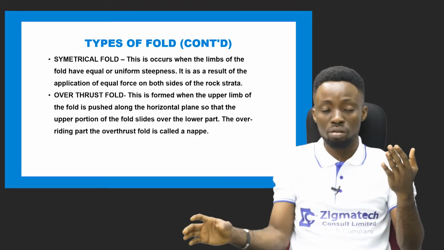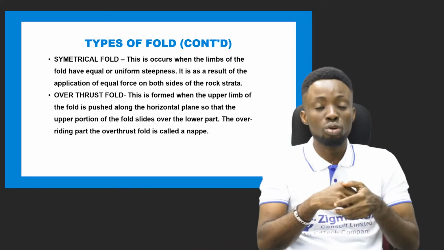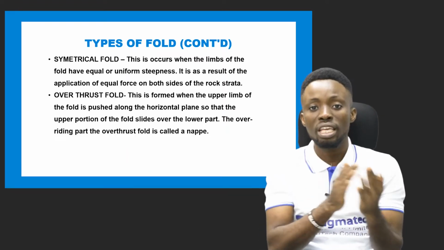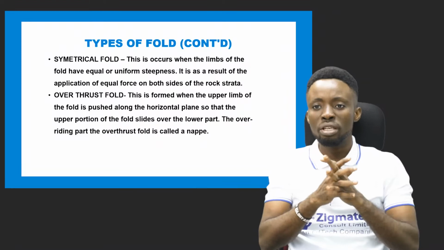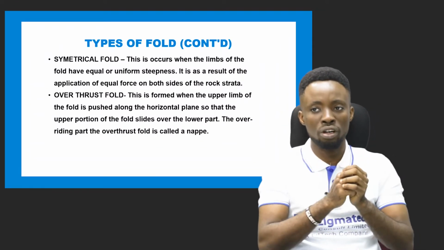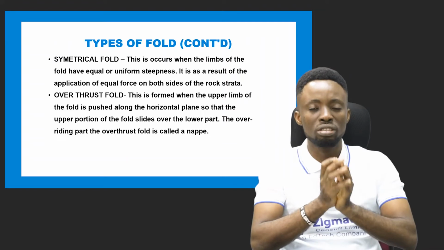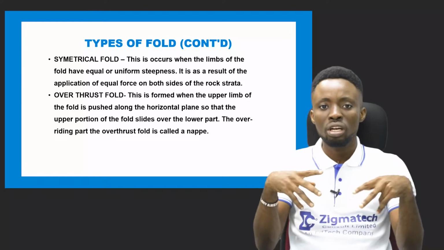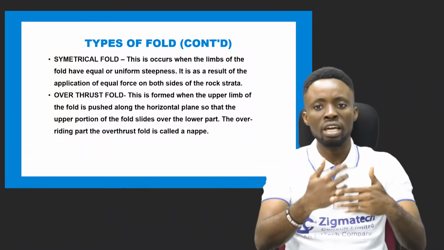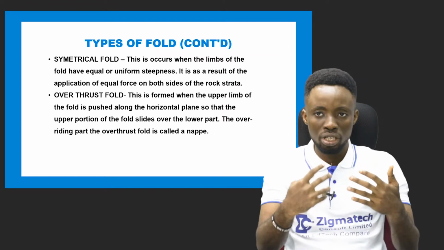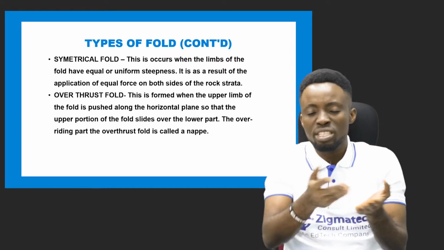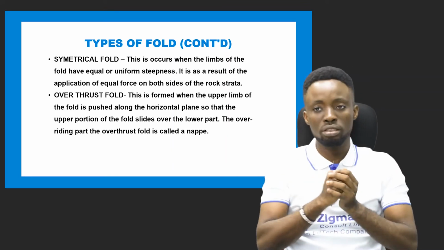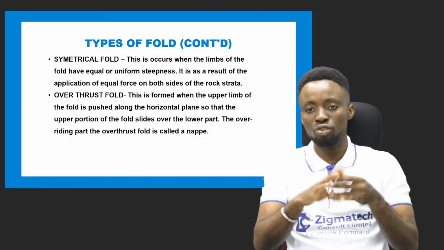So the next type of fold is what we call the symmetrical fold. Now the symmetrical fold is just the opposite of the asymmetrical fold. In the symmetrical fold, you see that every limb of the fold is actually uniform. They all have the same uniformity. So when we see uniformity in the syncline and in the anticline, we call such a fold mountain a symmetrical type of fold mountain.